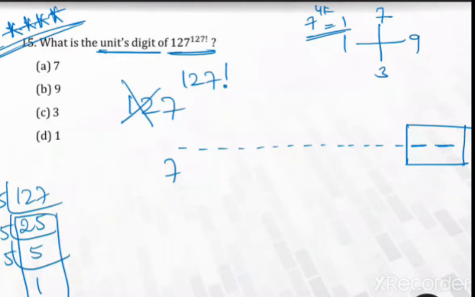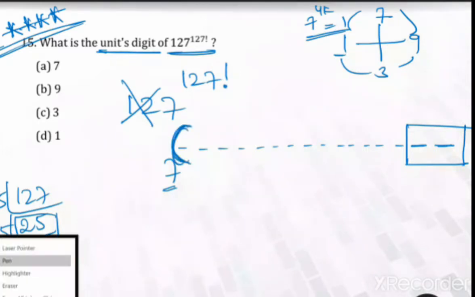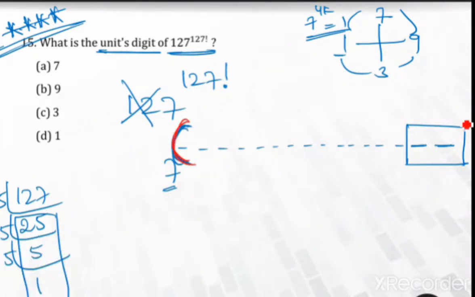Now, what is the divisibility rule for 4? Why am I checking it? Because of the power cycle. What is the power cycle for 7? 7, 9, 3, 1. 7 power 4k is equal to 1. So I have to divide this number by 4.